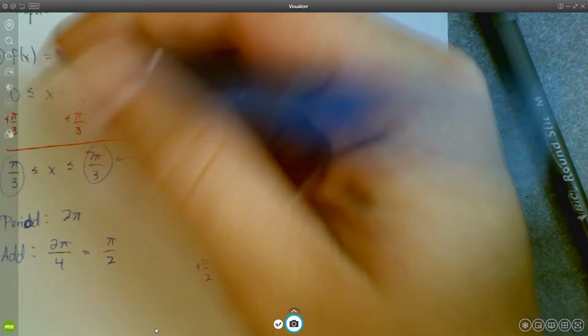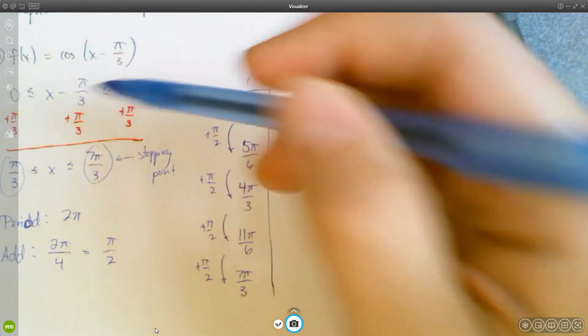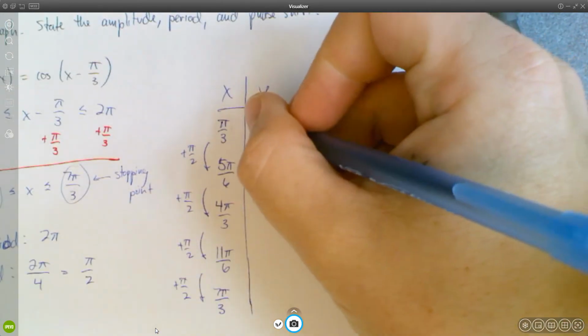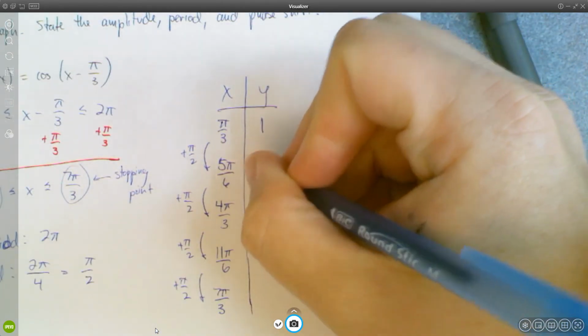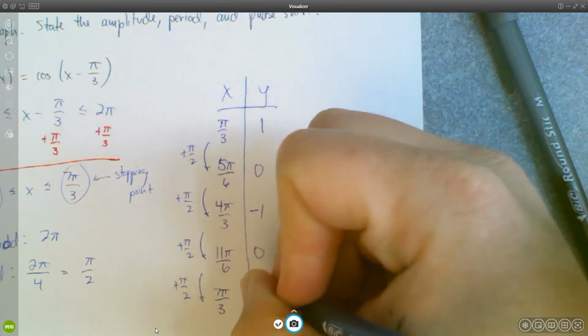And then the amplitude is not affected, right? We're just multiplying by 1. So this should have the same standard pattern as cosine usually does: 1, 0, negative 1, 0, 1.